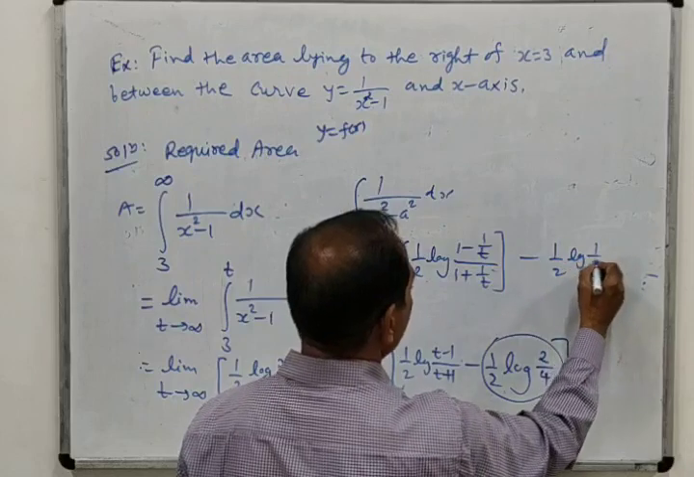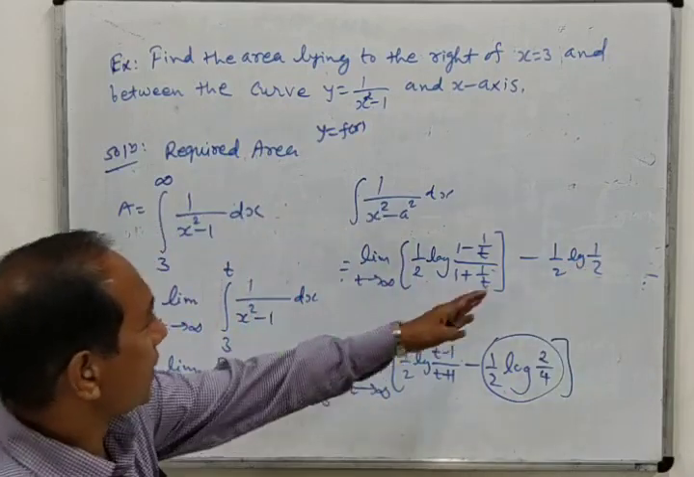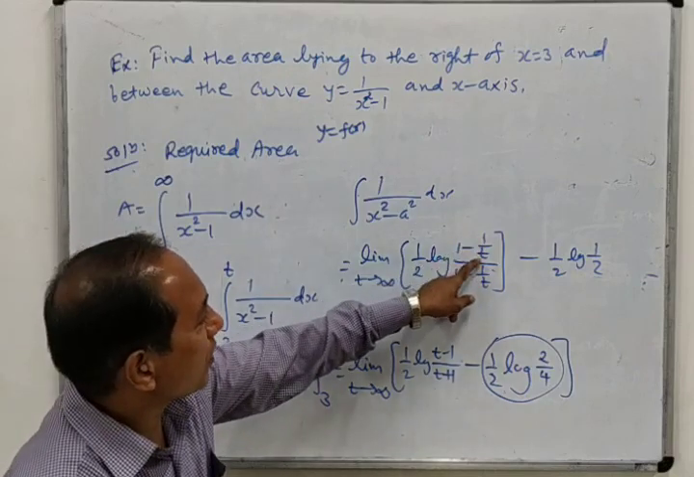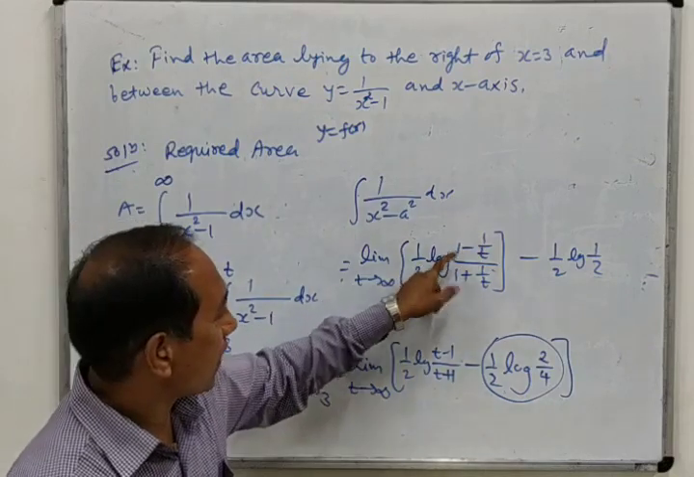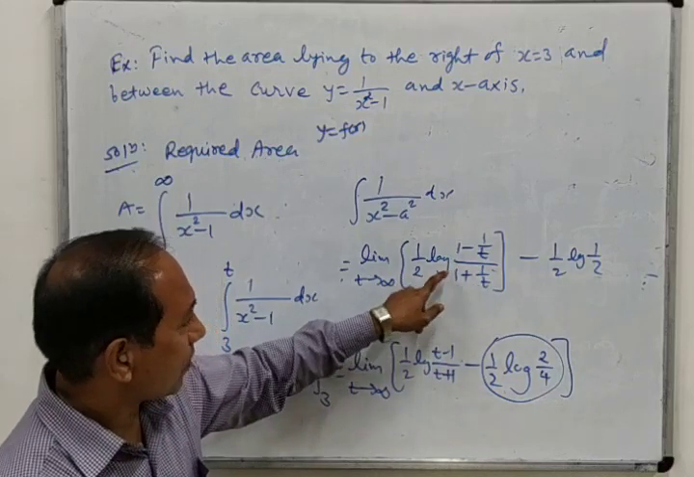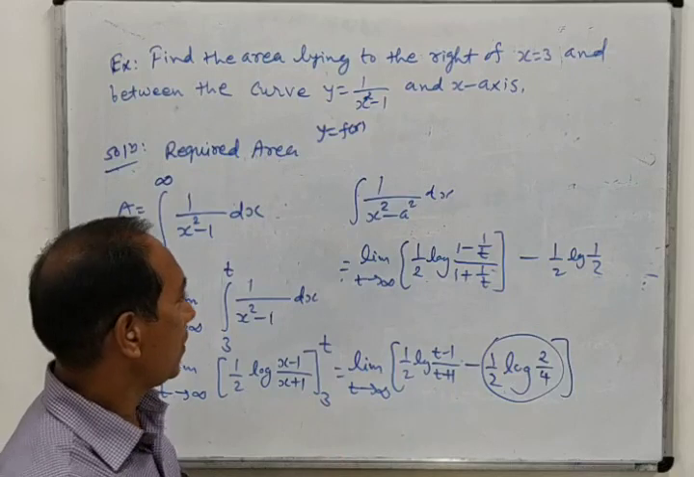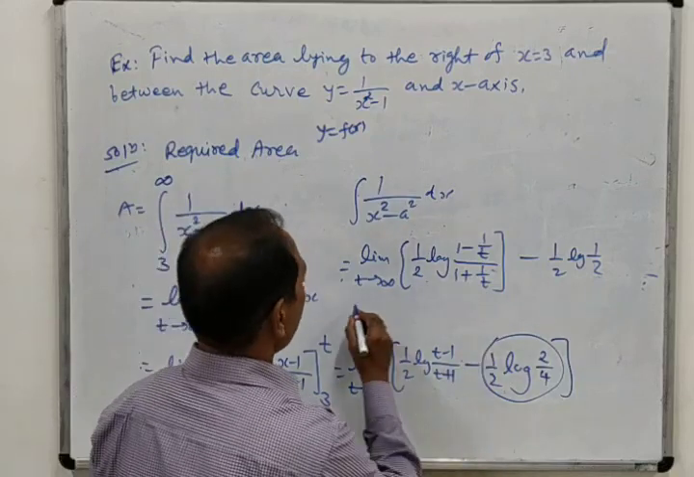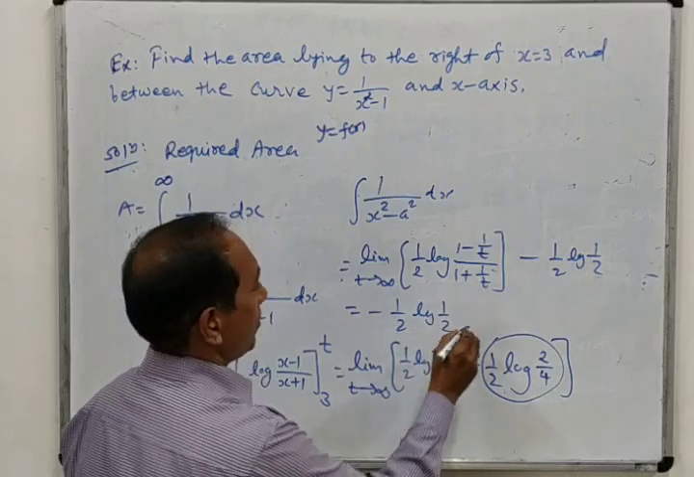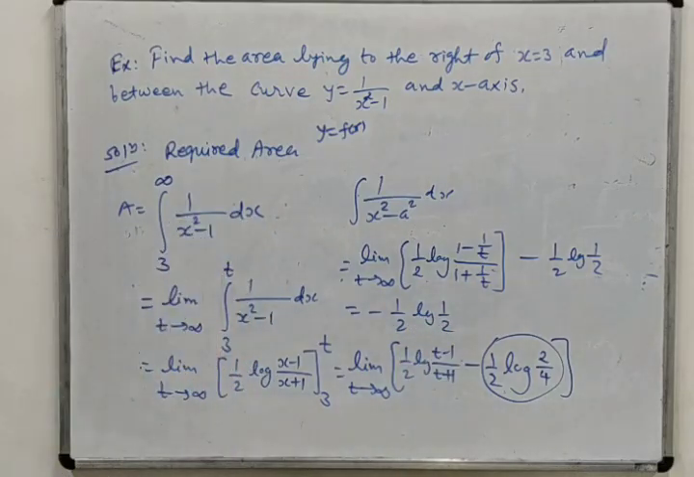And the minus term is nothing but log of 1/2, because it is already a value, there is no t inside it. Now if we put t tends to infinity, you know that 1 upon infinity is 0, so the numerator is 1, and the denominator is also 1. So 1 upon 1 is 1, but log of 1 is 0. So its answer is minus 1/2 log of 1/2. So this is the answer, and you note down this value.